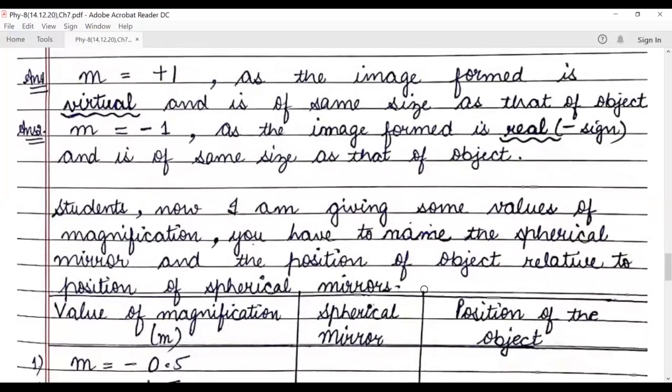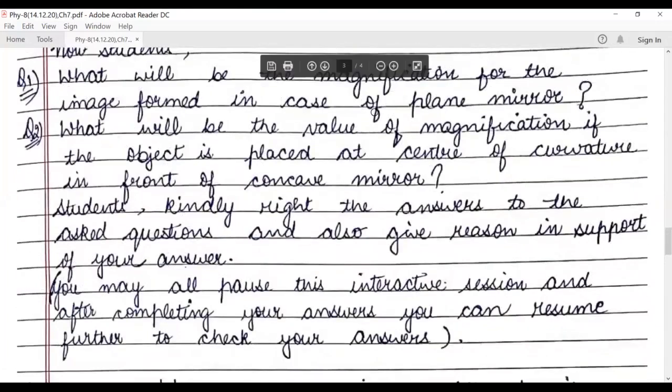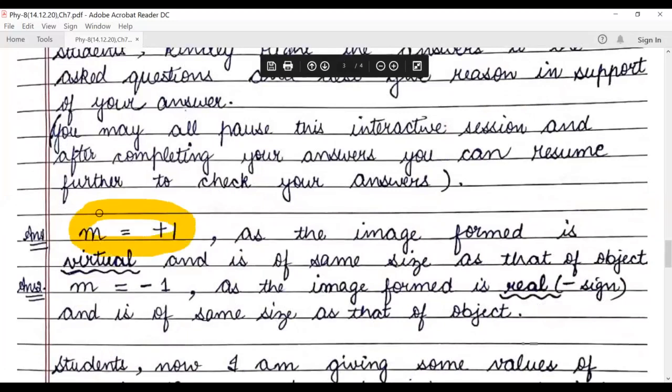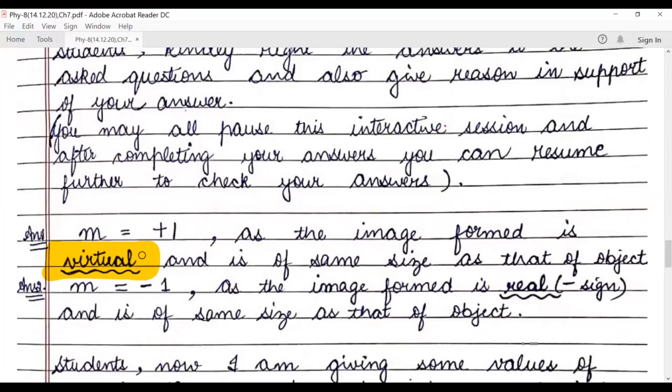Now students, let us see what your answers are. For question number 1, when the object is placed in front of a plane mirror, our magnification will come +1. Why plus? Because in a plane mirror, the image formed is virtual. In the characteristics of the image formed by a plane mirror, we have already studied that the image formed is virtual and erect. So the sign should come plus. And one more important characteristic was that the size of the image is equal to the size of the object. So that means the number should come 1 here.